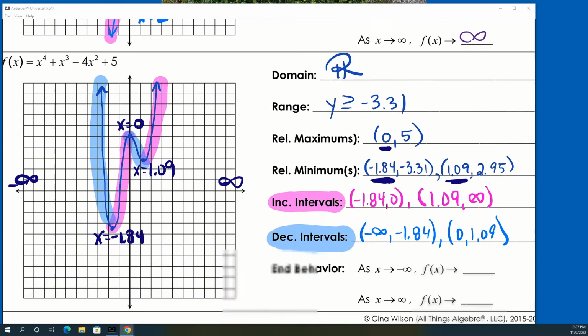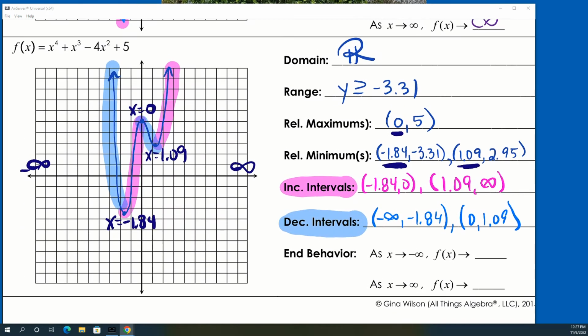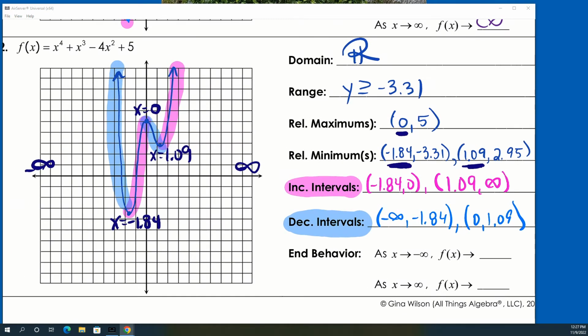All right, so let's look at the next one. So x approaches negative infinity is this is the left side. On the left side, my arrow is pointing up. So the function is approaching positive infinity. All right, and then this is the right side. And again, the right arrow is also pointing up, so that's going to be positive infinity.